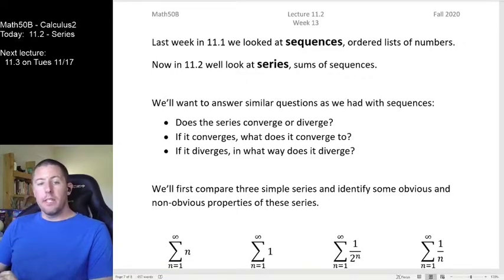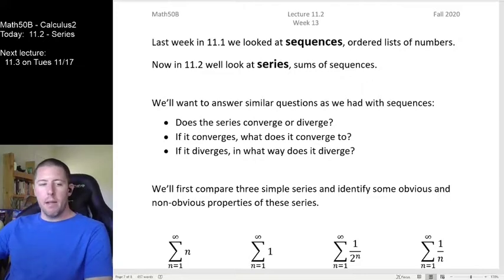We're going to want to answer a lot of really similar questions as we had when we talked about sequences. Does the series converge or diverge? If it converges, what does it converge to? If it diverges, in what way does it diverge? There are some pretty typical questions that we want to ask both about sequences and series here. And we'll ask those again today.